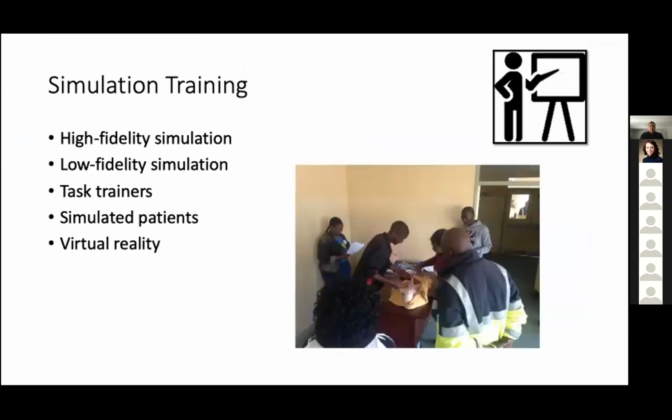So once we decided on simulation as the main modality, we chose the specific types of sim training that we would do based on the available resources. While there are many different types of simulation available, our focus was on a more low fidelity simulation, again, based on resources available, and knowing that we wanted to develop a program that would be sustainable.